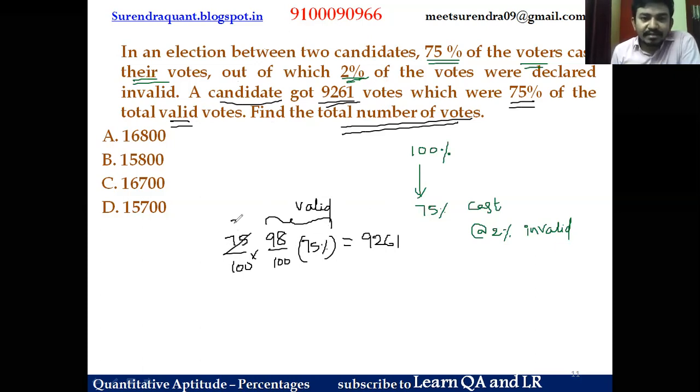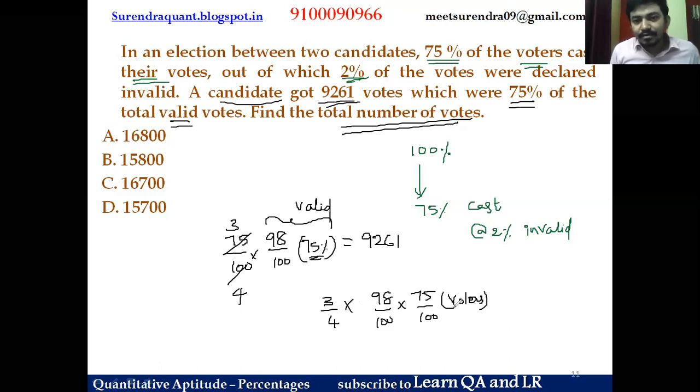Now let us say one simple statement. This is 3/4 of 98% of, this is 75% of what, guys? 75% of the voters, right? This is the total votes, and this is 9,261. Now our job is to find the number of votes. So how do you get this, friend? This can be done by cross multiplying, right? So this is 4 into 100 into 100 into 9,261 by 3 into 98 into 75.